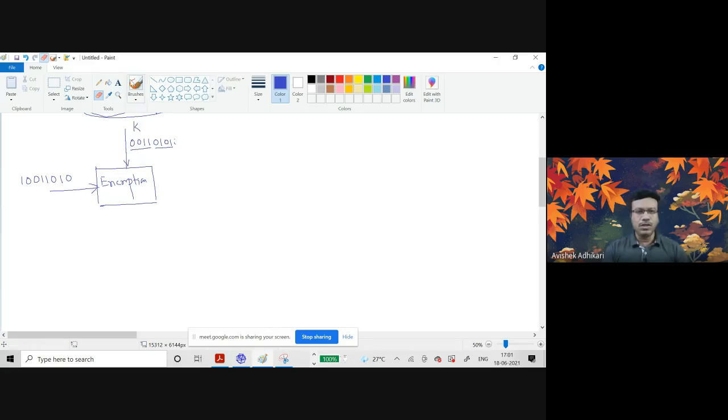Now we call this a stream of keys. I can write it like this: K1, K2, K3, up to K8. Similarly, for message M, we can write M1, M2, M3, up to M8. So the question is, how do I combine these two? In case of a stream cipher, most of the time, a very simple operation known as XOR operation is used.